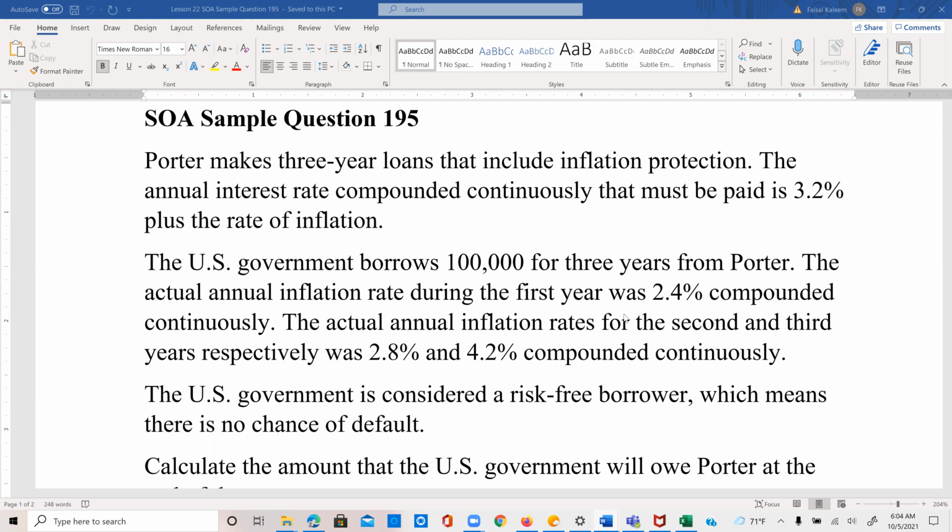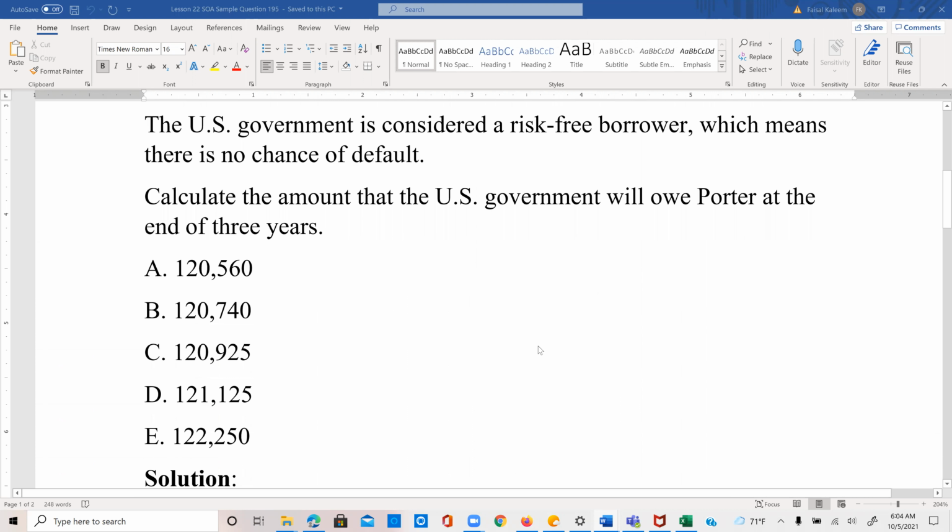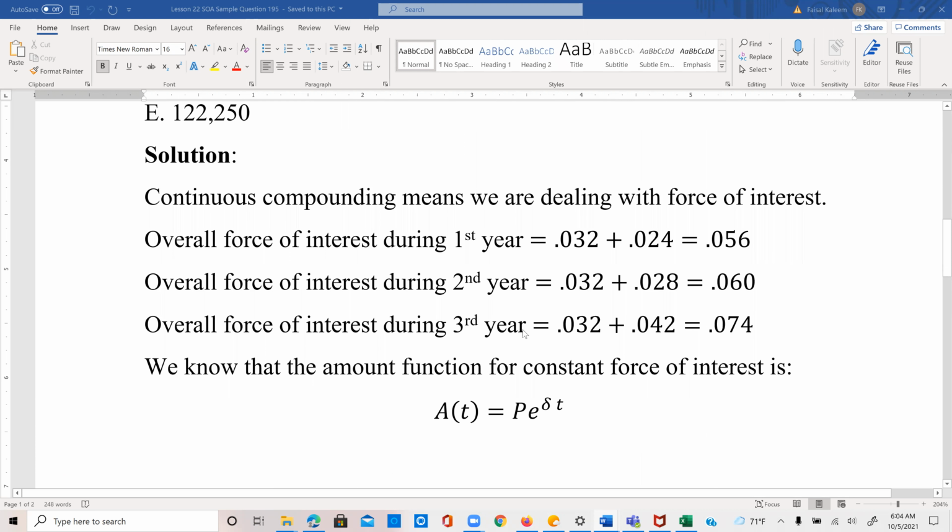And so for the first year, the inflation rate is 2.4%. So the actual first year rate would be just 3.2% plus 2.4%. And similarly, the actual second year rate would be 3.2% plus 2.8%. And for the third year, it would be 3.2% plus 4.2%. So you just add on inflation rates to the basic rate to get the actual working rate. So that's what we do here.